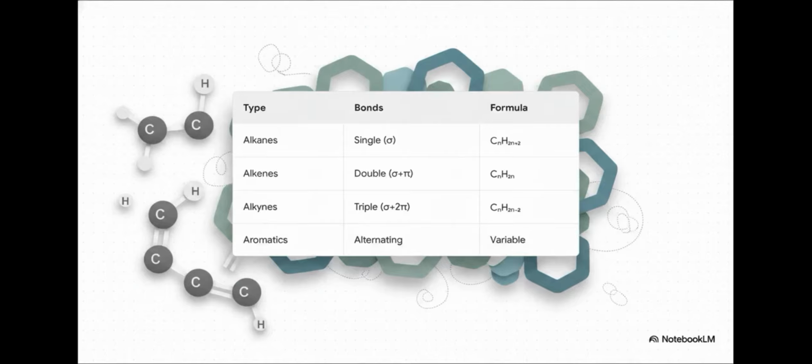Check out this breakdown. We classify these guys simply by their bond types. You can see alkanes rely entirely on single bonds, following that CnH2n+2 pattern. But as we introduce double bonds, we get alkenes, and with triple bonds, alkynes. Every single time we add a bond, we drop a couple of hydrogen atoms from our formula. It's a beautifully logical system once you see it laid out.